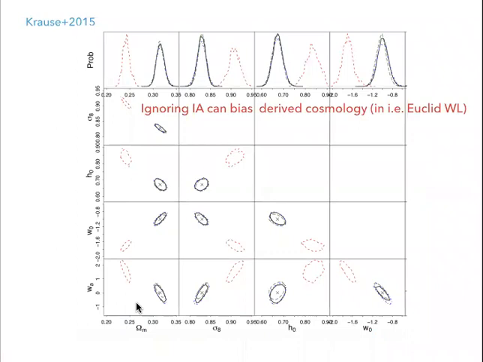If the intrinsic alignment signal is ignored, it can bias our cosmological parameter constraints. This is shown by this figure for a weak lensing measurement, for example. The black contour is the fiducial cosmology, and the red dashed contour is the case when intrinsic alignments are totally ignored. So this means that we need proper modeling or observation of the intrinsic alignment signal so we can mitigate its effect on cosmic shear studies.